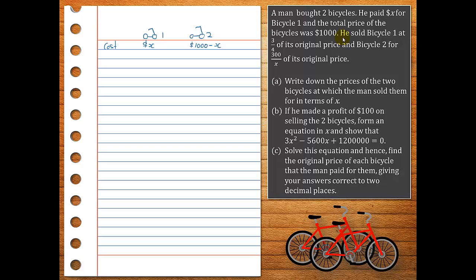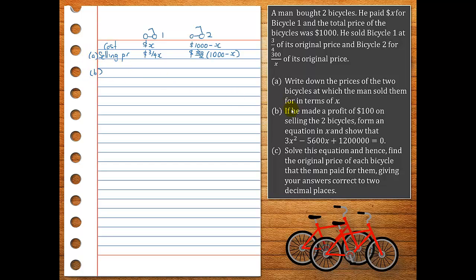Now, let's try to represent the second sentence onto the diagram. He sold bicycle 1 at 3/4 of its original price. Now, selling the bicycle means this is the selling price. And 3/4 of its original price means it is 3/4 X. For bicycle 2, it is 300 over X of its original price. And hence we have completed part A.